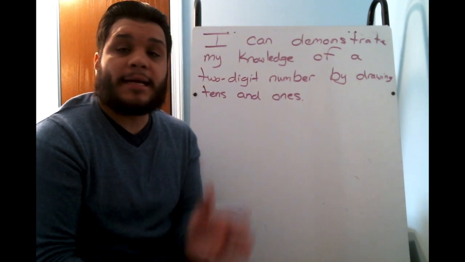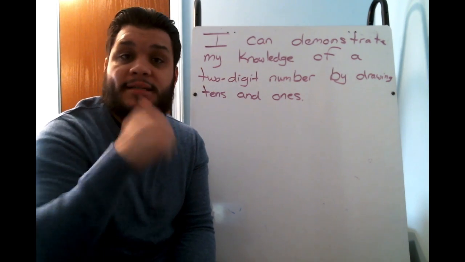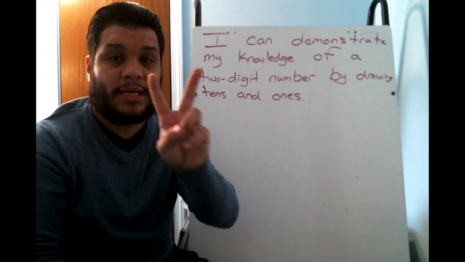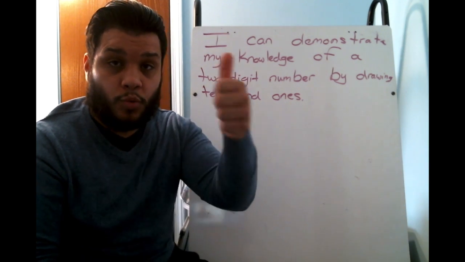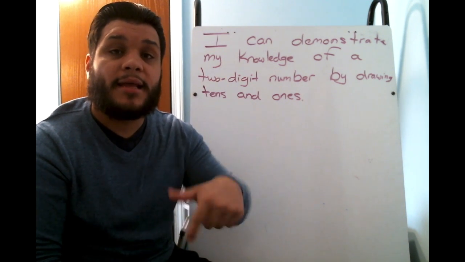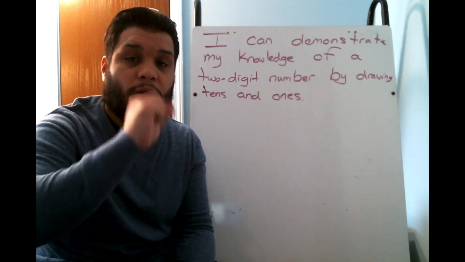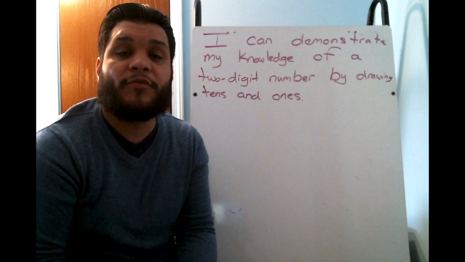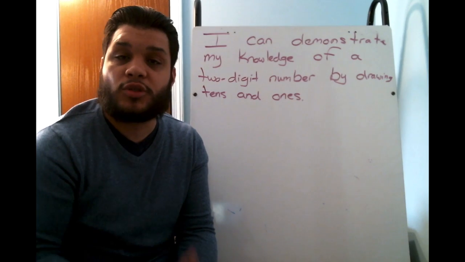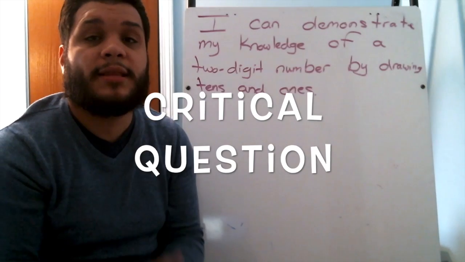Great job. Yesterday, we identified numbers by using tens and ones. Today, we know that those types of numbers are called two-digit numbers because they have a digit in the ones place and a digit in the tens place. Today, we are not just going to be saying or writing how many tens and ones they have, but we are going to be drawing how many tens and ones are in these two-digit numbers.